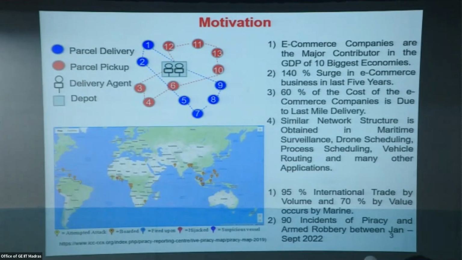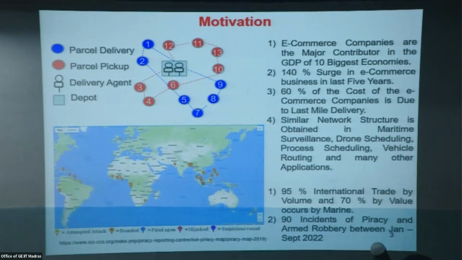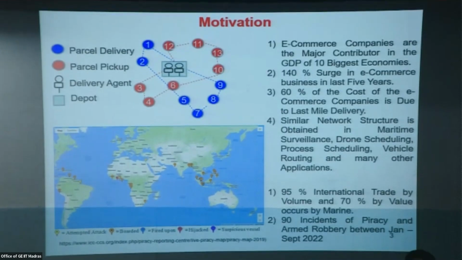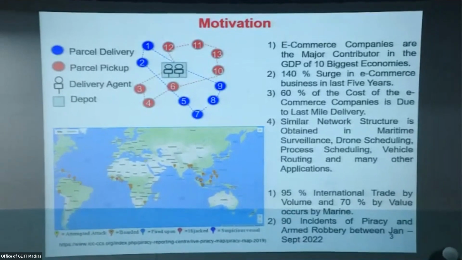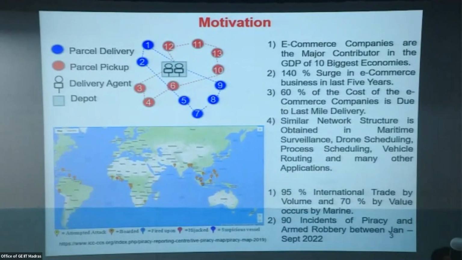If you look at all these e-commerce companies, if you see the 10 biggest economies, the reason for their development is primarily the boom in these e-commerce companies. In fact, if you look at the last 5 years, there is almost a 140% surge in the business of these e-commerce companies. But in each of these e-commerce problems, 60% of the cost is primarily because of such last mile delivery. So these problems are extremely important.